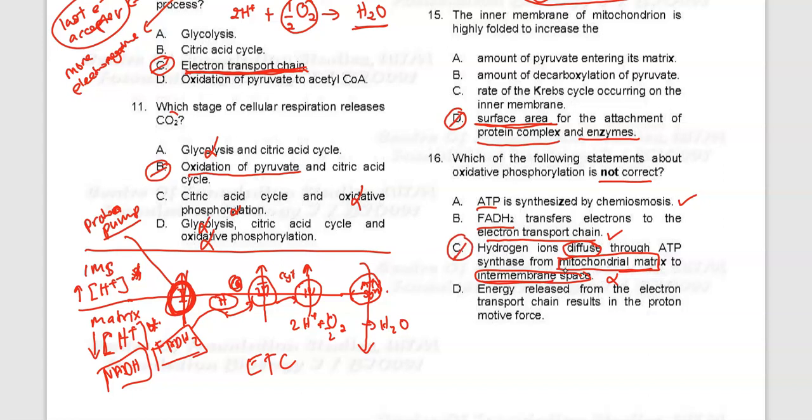As for the energy released from the electron transport chain, it results in proton motive force. The energy from the transport of electrons is used to pump hydrogen ion into the intermembrane space to concentrate hydrogen ion and produce proton motive force, which is a form of energy that allows ATP synthase to synthesize ATP from ADP and inorganic phosphate.